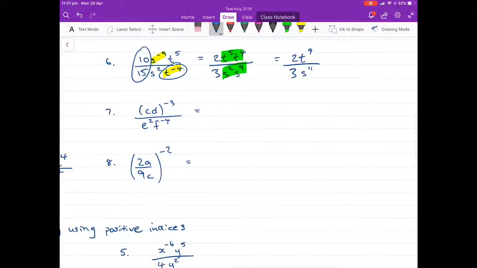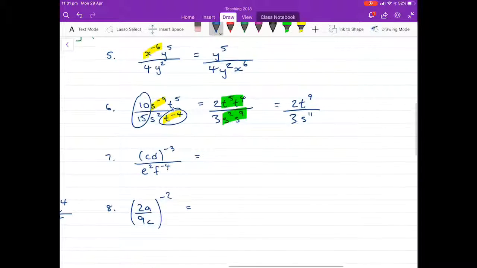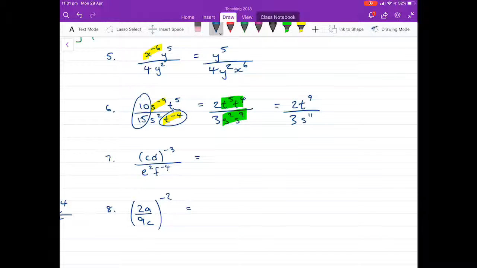Number 7, have a look. Now this one's a little different because we've got our negative indice here, all right, which means that everything inside those brackets is a negative indice also. On the bottom we've got an f to the power of negative 4. So all that we have that doesn't have a negative index attached to it is the e squared.